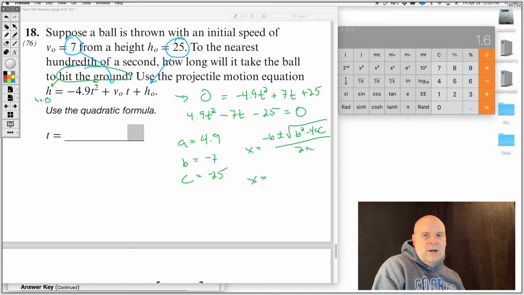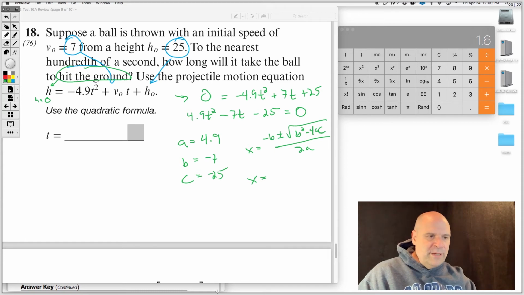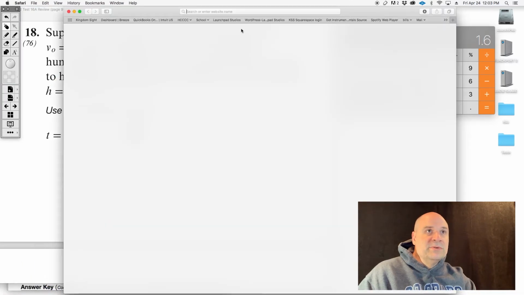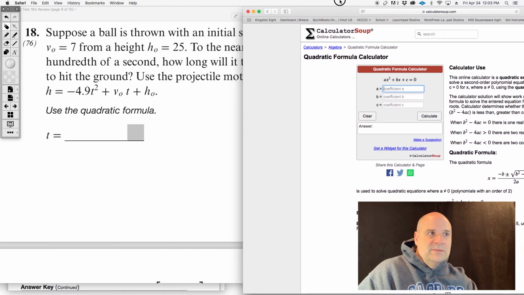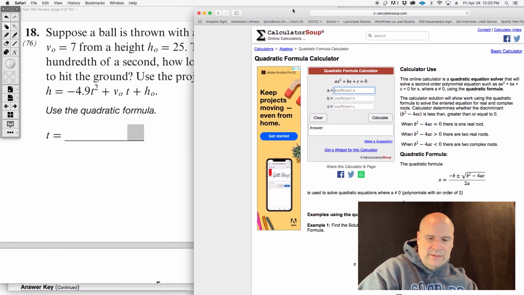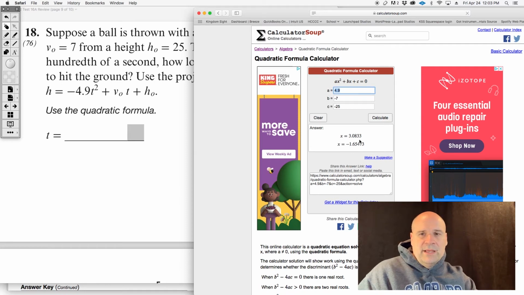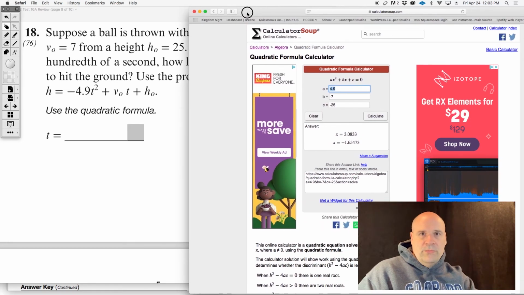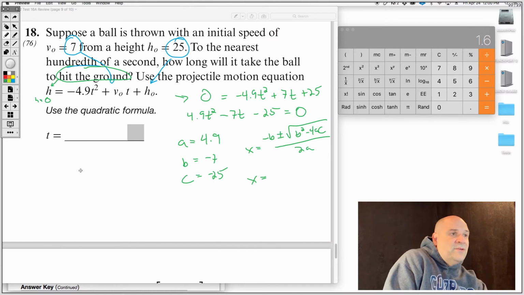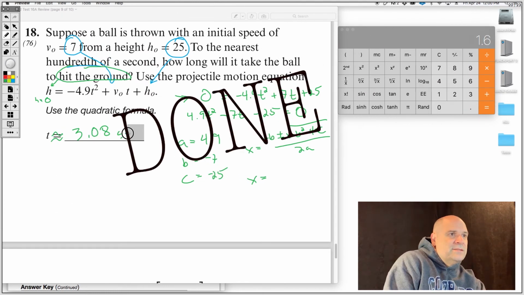Or I'm going to use my quadratic formula calculator, Calculator Soup. That was awesome. Let's look it up. Here's my quadratic formula. What is my A? 4.9. B was -7, and C was -25. So that gives me that. I can't have a negative time, so that's my time, 3.0833. It says round to the nearest hundredth, so 3.08-ish. That is in seconds.